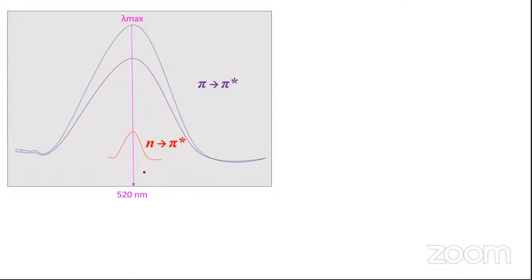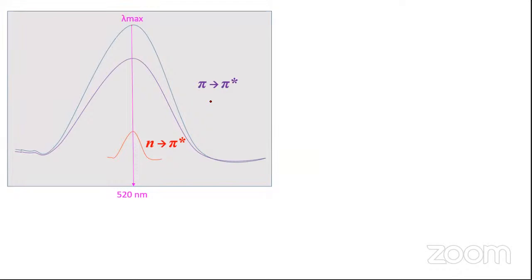So now how will you find out whether N to pi star transition is actually happening? Pi to pi star is happening for sure because the region is confined for pi to pi star, and N to pi star can also happen when pi star is available. So the molecule has to have double or triple bonds. But we don't know whether the molecule has lone pairs also or not, right?